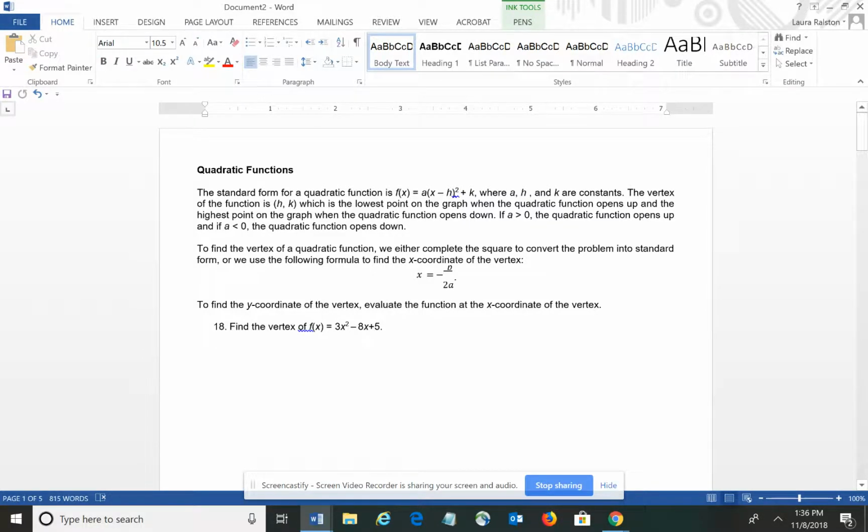This is a continuation of the discussion of Test 3. I'm picking up at question number 18, and the topic is quadratic functions. It appears that they're going to focus on one particular concept related to quadratic functions, and that is the ability to find the vertex.